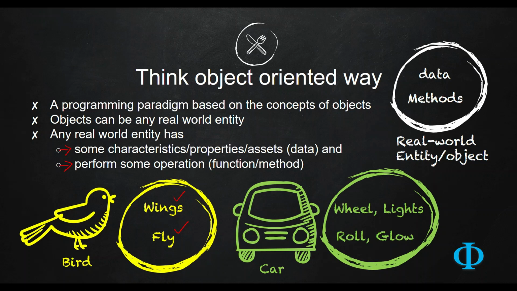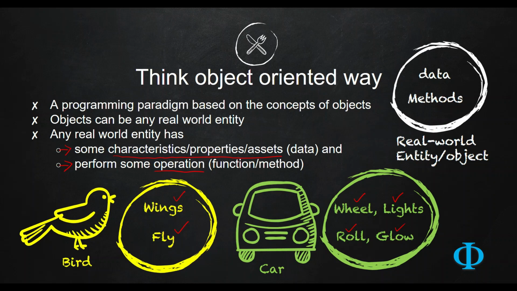On the other hand, a car has wheels, a car has lights. Those are the assets of the car. On the other hand, the car can roll, or the car's light can glow. Those are the different types of operations. So whatever a real-world object has, you can broadly classify them into two different categories, like either these characteristics, properties, or assets, or their operations.